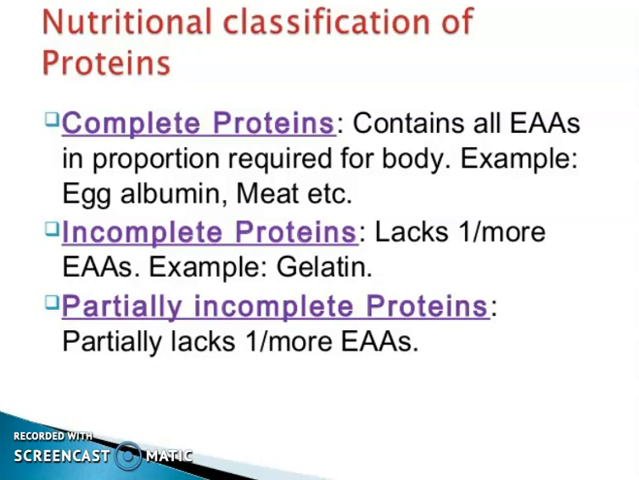Nutritional classification of protein: complete protein contains all essential amino acids in proportion required for the body. Example: egg, albumins, meat. Incomplete protein lacks one or more essential amino acids. Example: gelatin. And partially incomplete proteins.